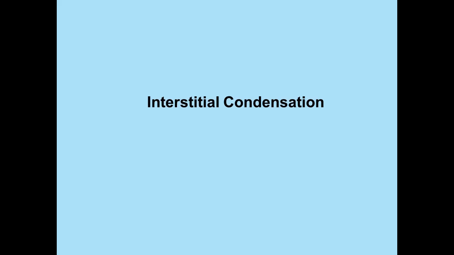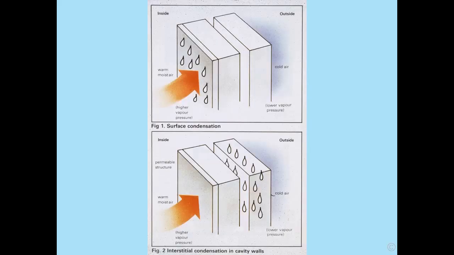Interstitial condensation. Surface condensation is that which occurs on the surface. Interstitial condensation is where it occurs within the fabric of the building. The drawing there shows interstitial condensation in cavity walls, the bottom drawing. However, it can occur in solid walls, it can occur within a material anywhere basically, if the conditions are appropriate.